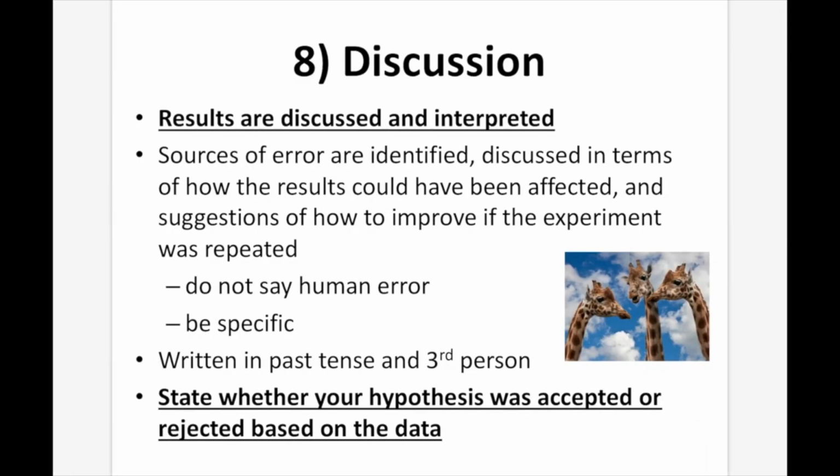Number 8, discussion. Results are discussed and interpreted. Sources of error are identified, discussed in terms of how the results could have been affected, and suggestions are given of how to improve if the experiment was repeated. Do not say human error, and be very specific. It's written in past tense and third person, and you're going to state whether your hypothesis was accepted or rejected based on the data.